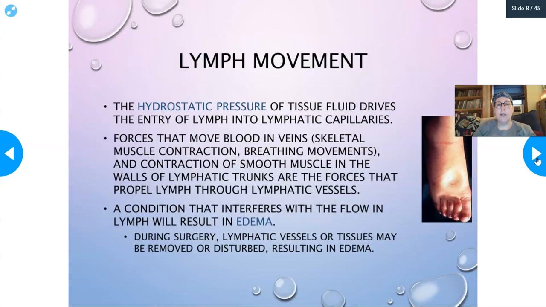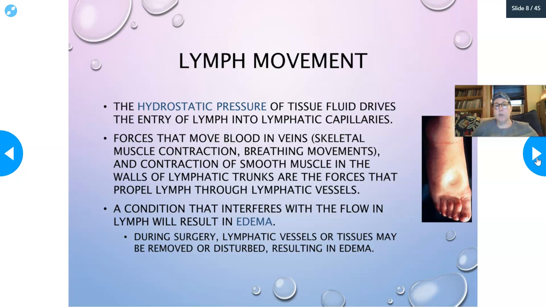Okay, so the hydrostatic pressure of tissue fluid drives the entry of lymph into the lymphatic capillaries, which is what I just explained. The forces that move blood in the veins, which we talked about in the last lesson, which are skeletal muscle contraction and breathing movements, and the contraction of the smooth muscles in the walls of the lymphatic trunks are the forces that propel lymph through the lymphatic vessels. So the same thing that helps move the venous blood moves the lymphatic fluid.